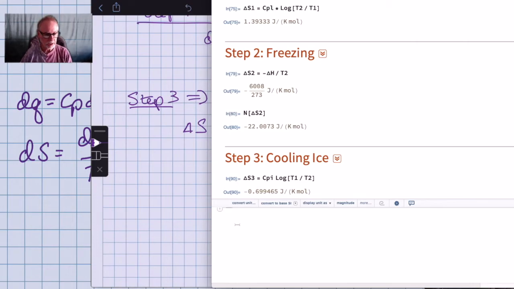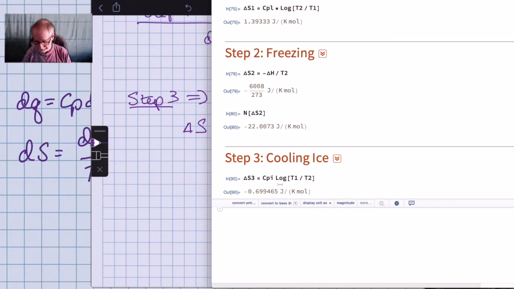Okay, so now I've got a negative value for the cooling of ice, and that's expected because we are cooling. So when you cool something, you're actually removing the heat from that substance, and because you're making it a little bit more ordered, it's going to be a decrease in entropy. It's going to be a negative entropy change.